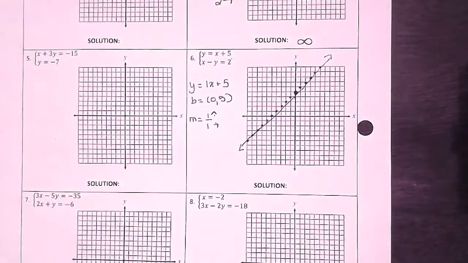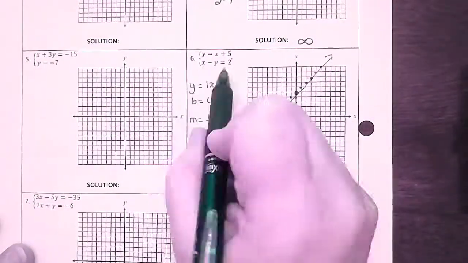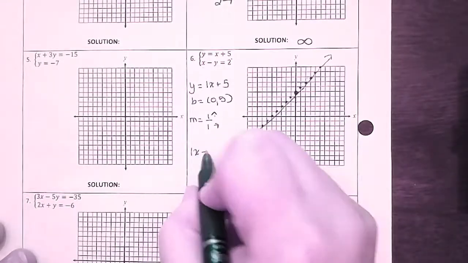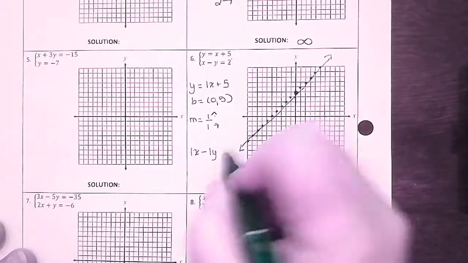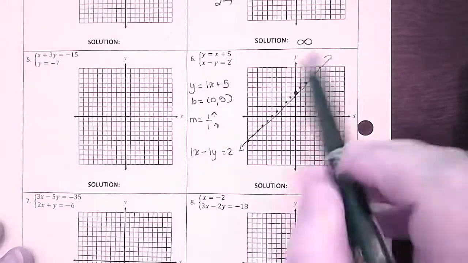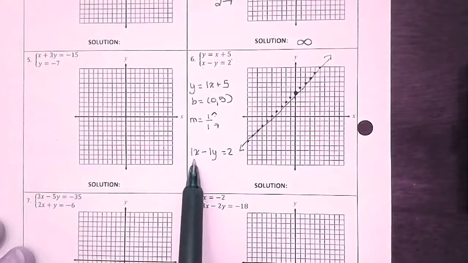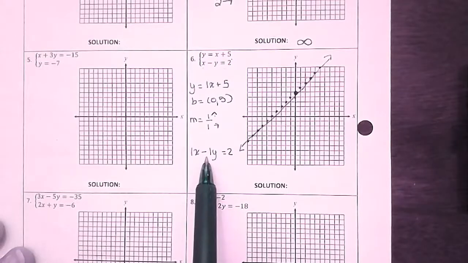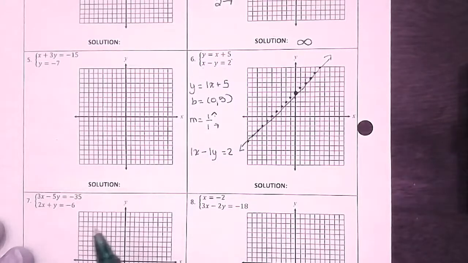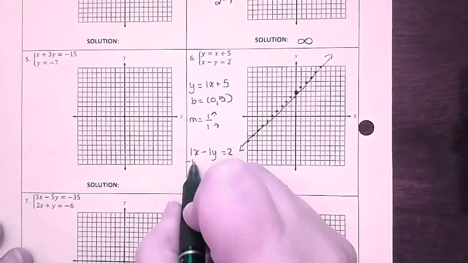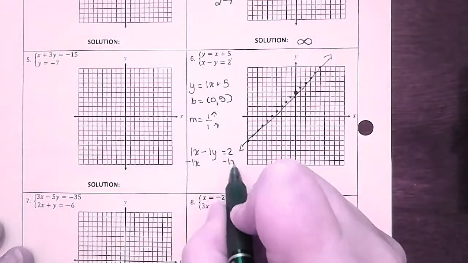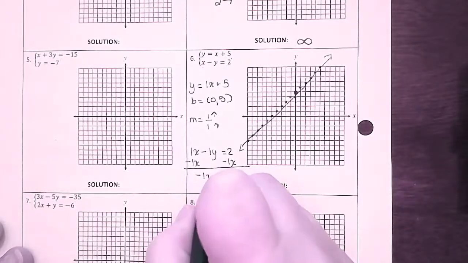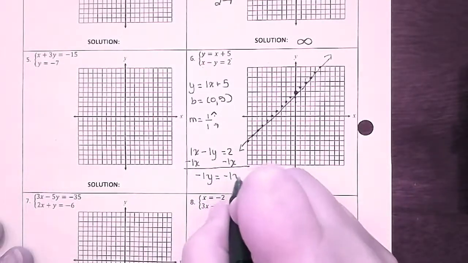Okay, so the next one is x minus y equals 2. So I have 1x minus, and I'm going to put a 1 in front of that y, equals 2. So I have to put it in slope-intercept form, so I have to bring this x term over here. So this x term is positive. This negative belongs to the y. So be careful with that. So I'm going to subtract 1 times x from each side. Okay? And then I get negative 1 times y is equal to negative 1 times x plus 2.